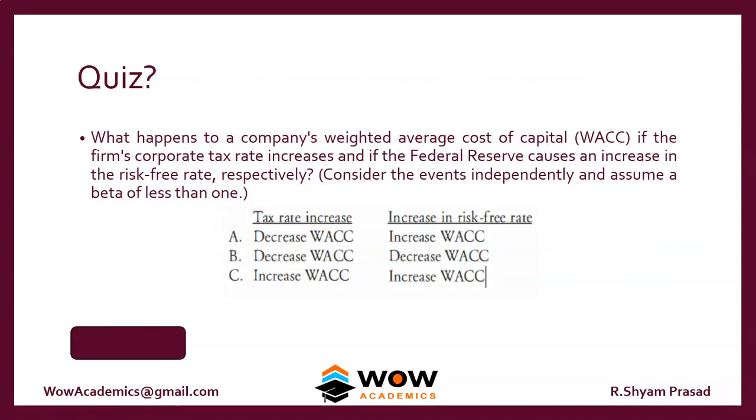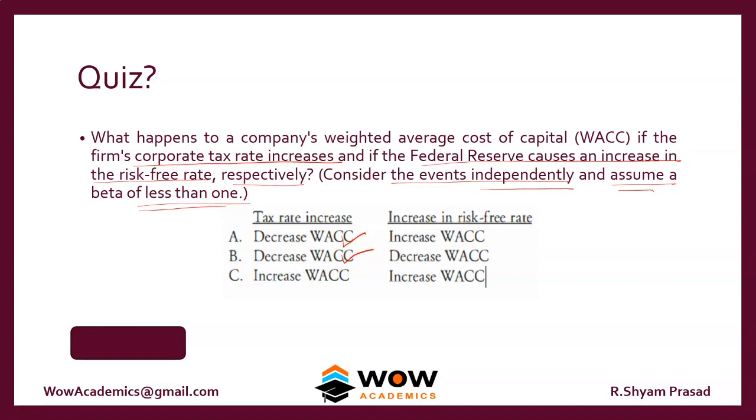So we'll have a question here. What happens to a company's WACC if the firm's corporate tax increases and the Federal Reserve causes an increase in the risk-free rate, respectively? Consider the events are independent and assume a beta of less than 1. If corporate tax increases, the tax rate increases, the cost of debt will go down. So that will decrease the WACC.